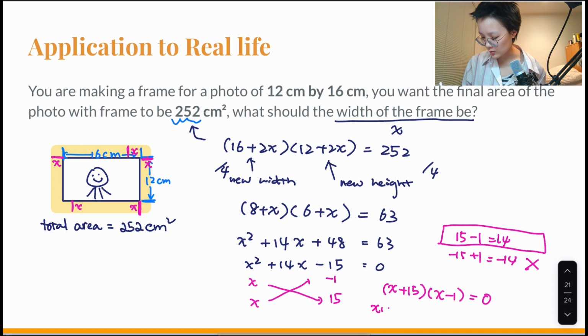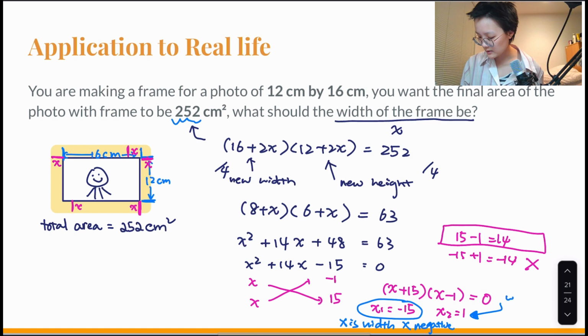That means x1 equals negative 15, x2 equals 1. Again, we should say that x is the width. It could not be negative. Can't be negative, so we will only keep this root, which is x equals 1, so the width is 1.